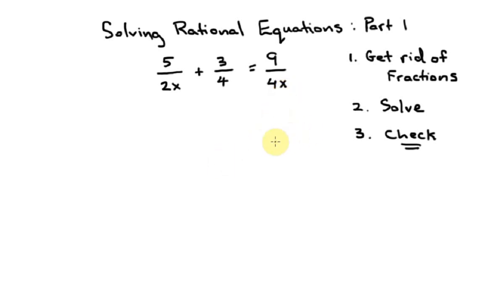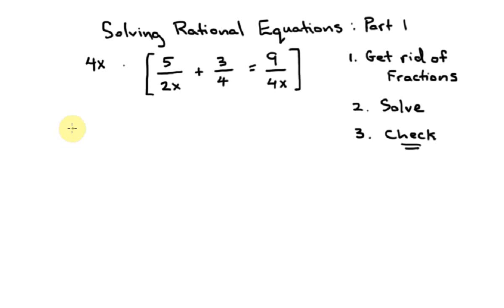So let's try these steps out on this first example. So I'm going to use multiplication. So how am I going to get rid of all of these fractions? Well, I look at my denominators, and I'm basically going to multiply by the lowest common denominator here. I see a 2x, a 4, and a 4x. So I think I'm going to multiply everything by 4 because it's divisible by 2 and 4. And then I also need an x in that. Okay, so I'm going to multiply everything by 4x.